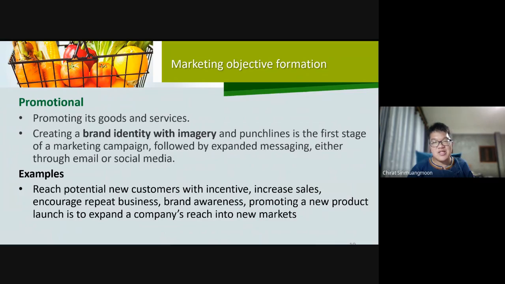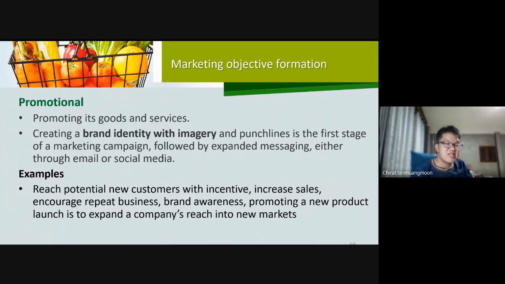You can apply it to many channels like messaging, email or social media, which is very fast right now. Some examples of promotional are that you can reach new potential customers, then you ask them to do something, and then you give some rewards. So we call it incentives.